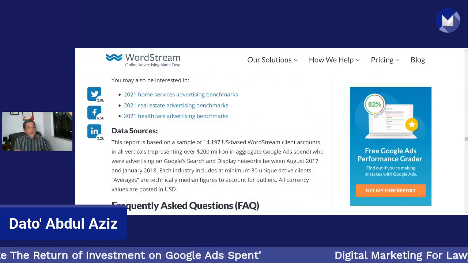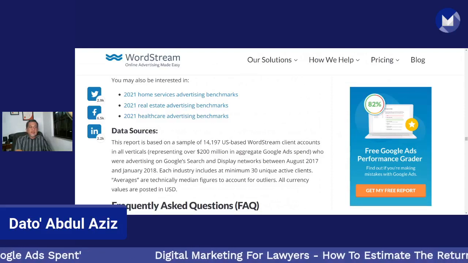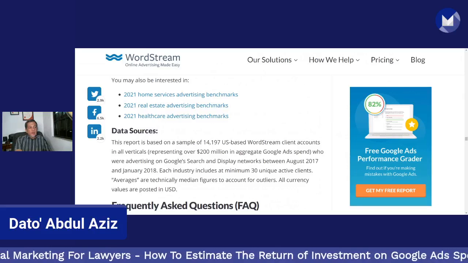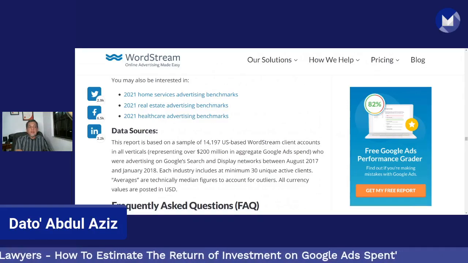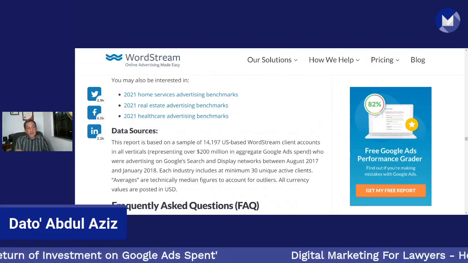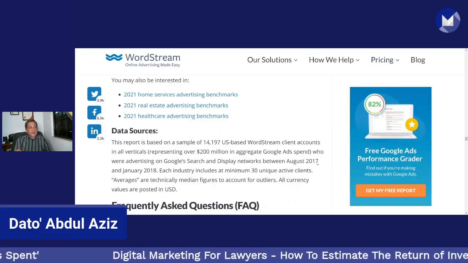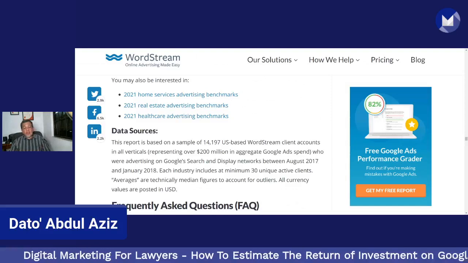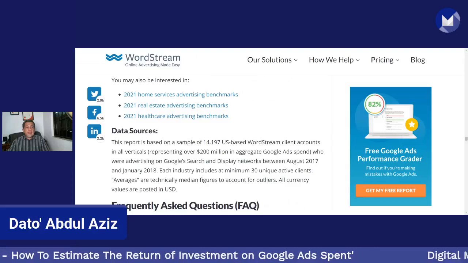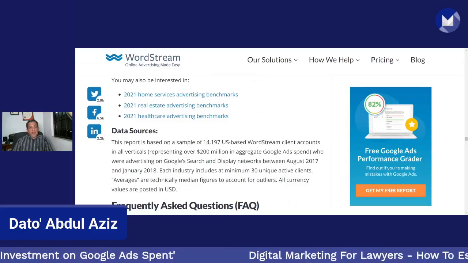So it says here the report is based on a sample of 14,197 US based WordStream clients' accounts, which has spent $200 million of Google ad spend using Google Search and Display Networks between August 2017 and January 2018. So this is their data. It's not our data, it's not Malaysian data, because I think nobody has made any such big amount of data in Malaysia yet. But we can use US data as a basis for calculating conversion rate.